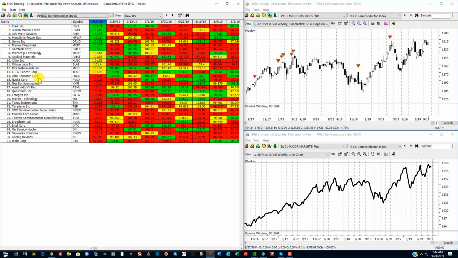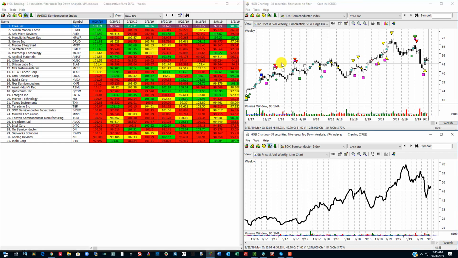Now I said there are 30 stocks in here. There are 30 stocks. Here's the index. So anything that is above the index, I'm comparing the RS versus the SPX for 1 week. These stocks that are above 100, 100 represents the SPX. Anything above 100 is outperforming the SPX, and anything above here is outperforming the index. So what's the number one stock? It's CRE. It's outperformed the S&P by 3.71% this week.